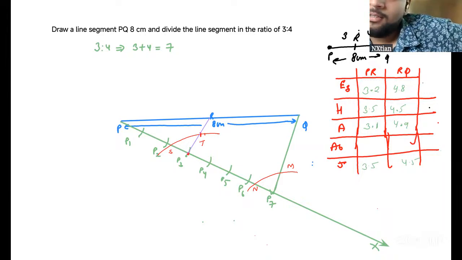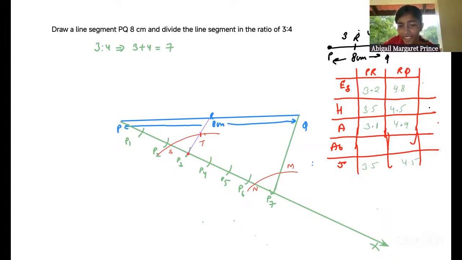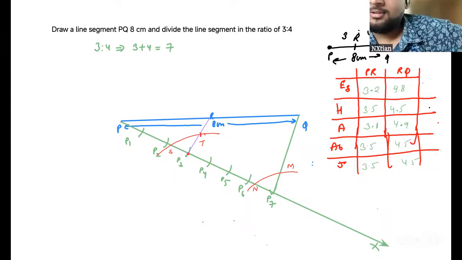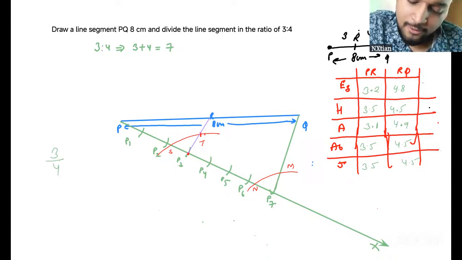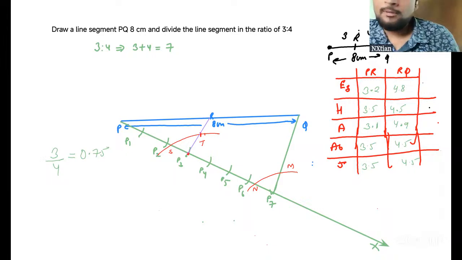Now, Abigail, yours? I got 3.5 and 4.5. Oh, let's see who will win the contest. Because 3:4 is given, your answer should come near 0.75. When you divide your figures, your answer should come to 0.75. So let me check who is the winner.